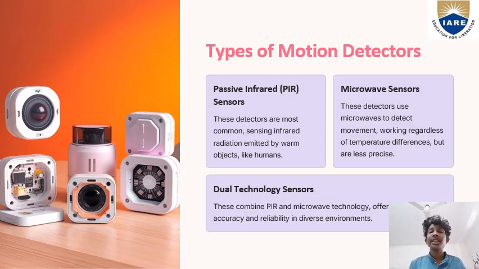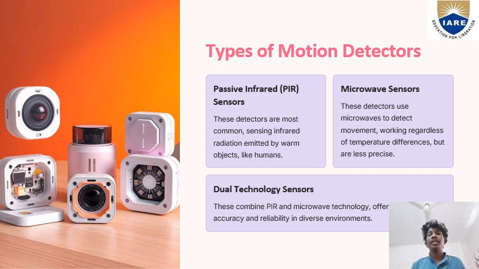Types of motion detectors. PIR means passive infrared sensors. These detectors are the most common, sensing infrared radiation emitted by warm objects like humans. We see this in a digital thermometer. When it is put on a person with fever, we can see how much temperature is shown. That is also one type of motion detector. Detection method: infrared radiation emitted by the object. Advantages: low power consumption, low cost, and easy to install.